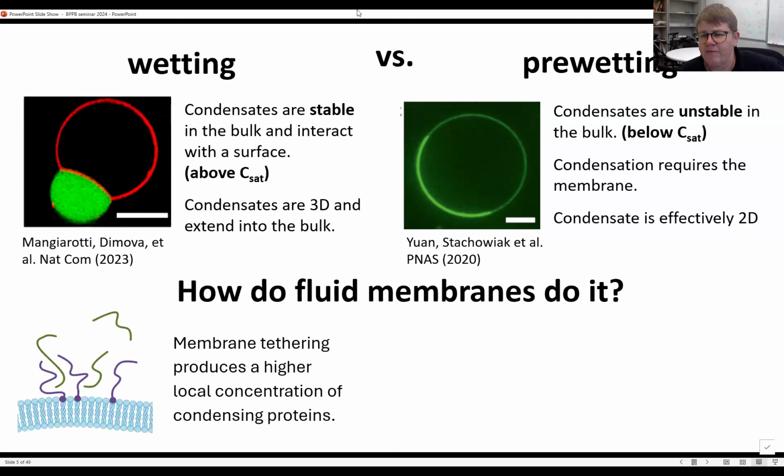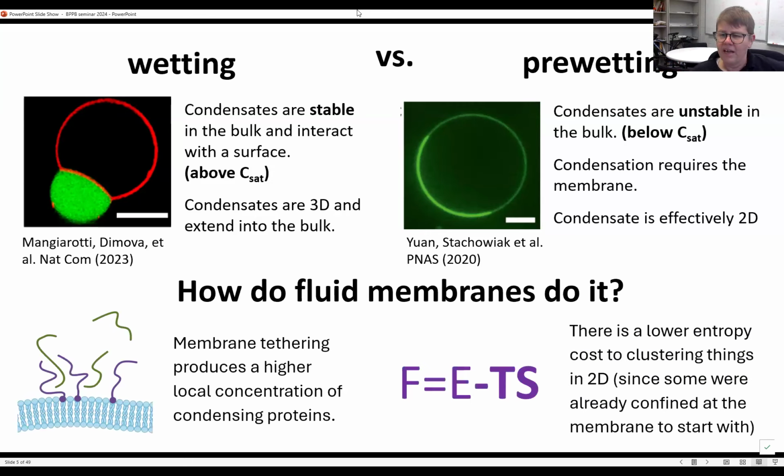Okay, so why does this happen? There's just a bunch of very intuitive reasons. One is that by often tethering one of these components in the condensate to the membrane, you just increase its local concentration. And so, effectively, it's higher concentration, so it doesn't take as much to cluster it. The other, more subtle thing is that by restricting one of the components, maybe to the membrane, you've restricted its conformational entropy. And so clustering it is less of an entropic cost. And so it's also more likely to happen.